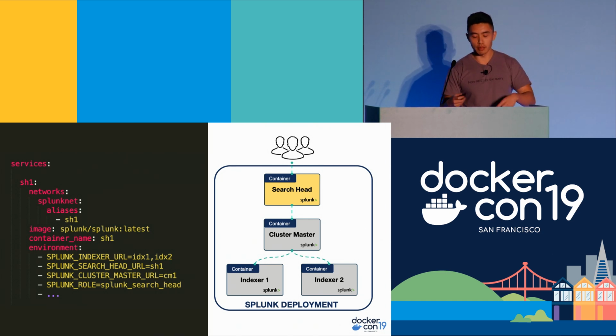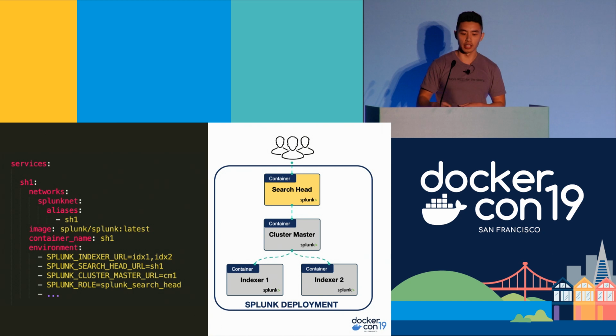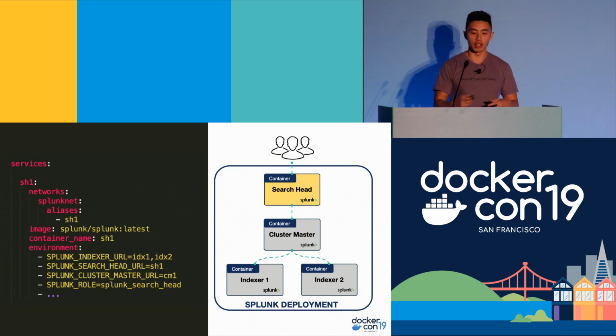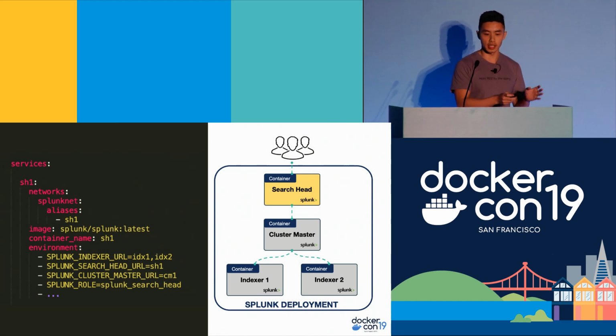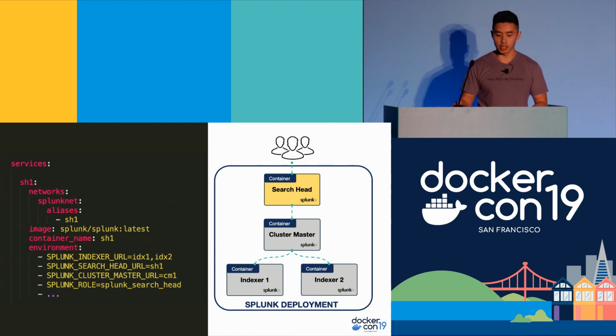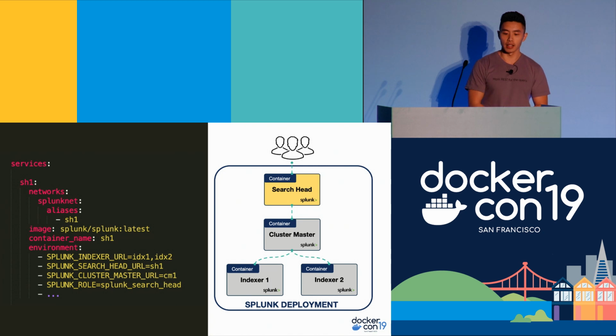And then in environment variables, you can see that we actually pass in the rest of the topology so that it's known among this particular container. So indexer 1 and indexer 2 are passed in. The search head 1 is also passed in to itself. Cluster master 1 is available at the cluster master URL.